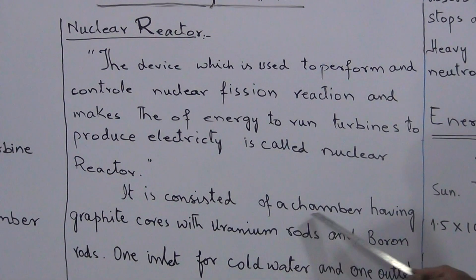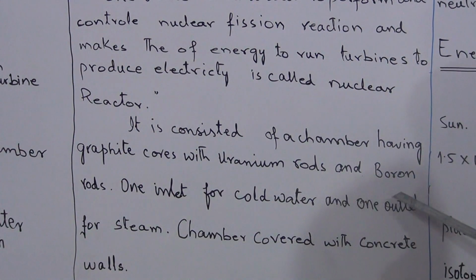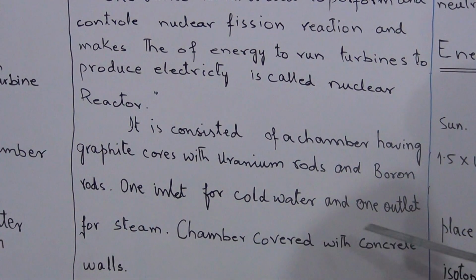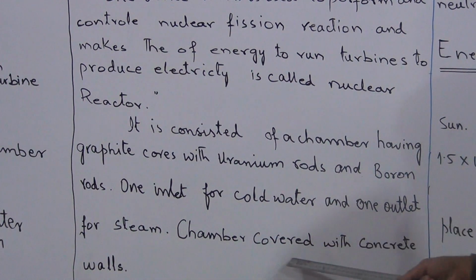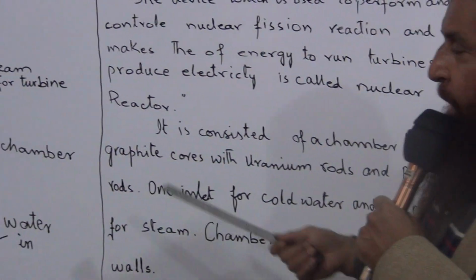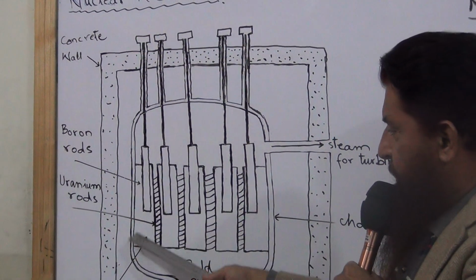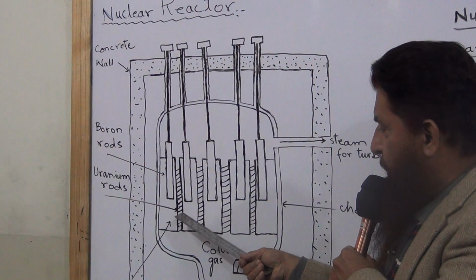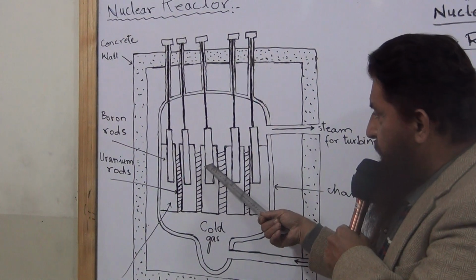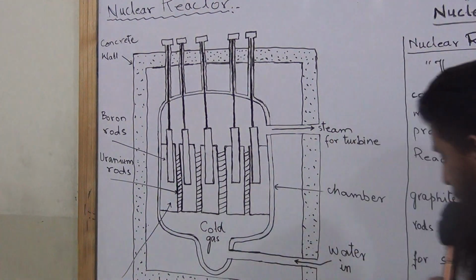It consists of a chamber having graphite cores with uranium rods and boron rods, one inlet for cold water and one outlet for steam. The chamber is covered with concrete walls. Look at the diagram. This is the chamber and this is the graphite core. These are uranium rods and these are boron rods. Their handles are outside the wall to control the reaction.